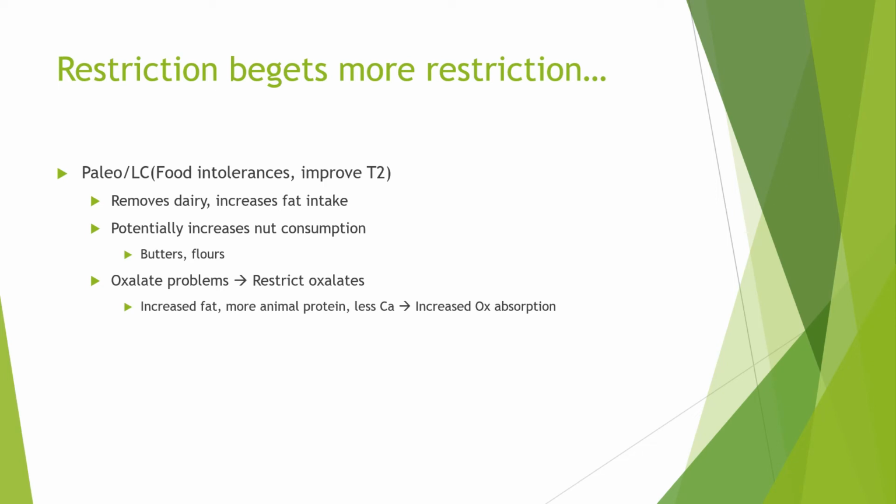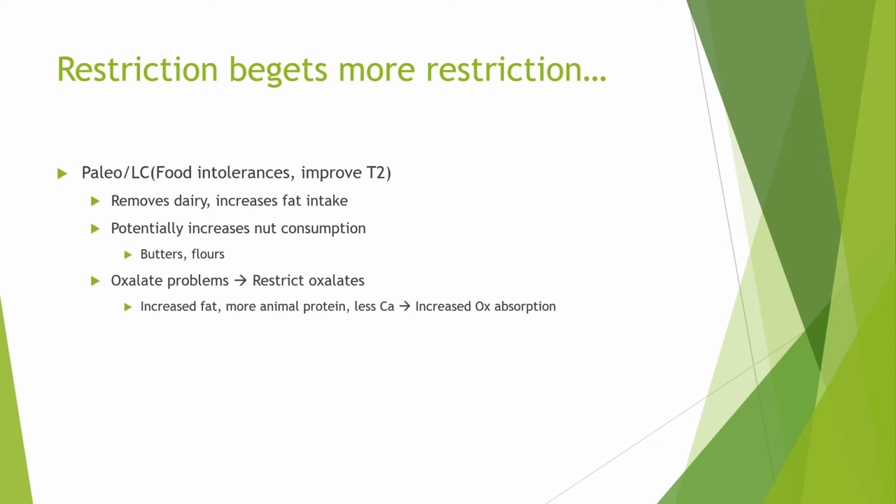You have increased fat, more animal protein, which can lead to increased endogenous oxalate production, but probably the biggest factor is lower calcium intake. So this is going to increase the oxalate absorption even if you kept oxalates low, and you would see an increase in urinary oxalate in these people. They don't have an oxalate problem. They have a crappy version of the paleo or low carb diet problem. And that's not something that you have to get off of a paleo or low carb diet to do.